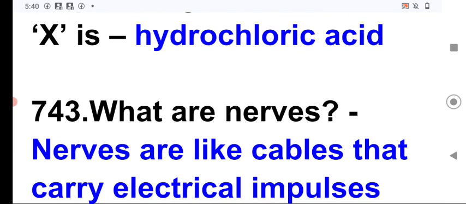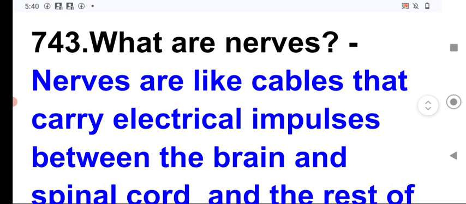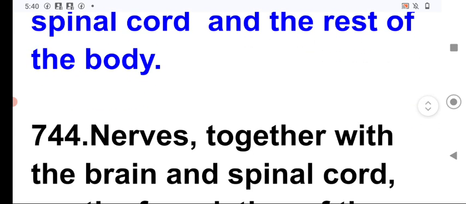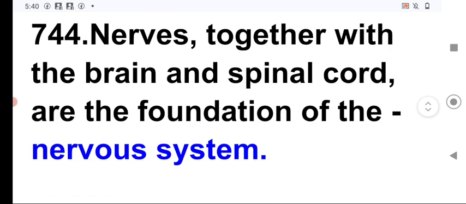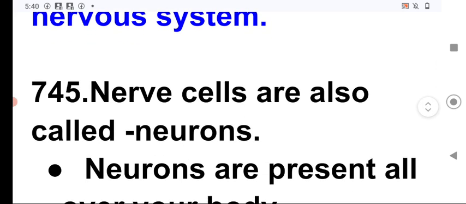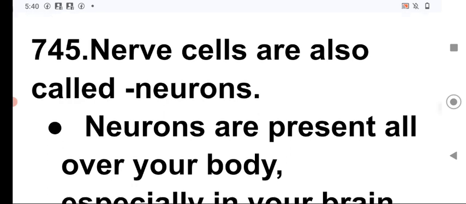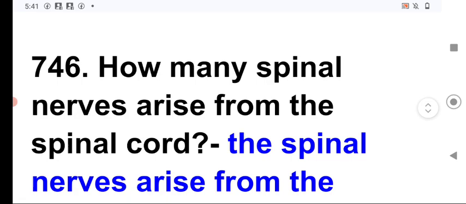Next question, what are nerves? Nerves are like cables that carry electrical impulses between the brain and the spinal cord and the rest of the body. Nerves together with the brain and the spinal cord are the foundation of the nervous system. Nerve cells are also called neurons, and neurons are the functional unit of the nervous system. Neurons are present all over the body, especially in the brain and the spinal cord.